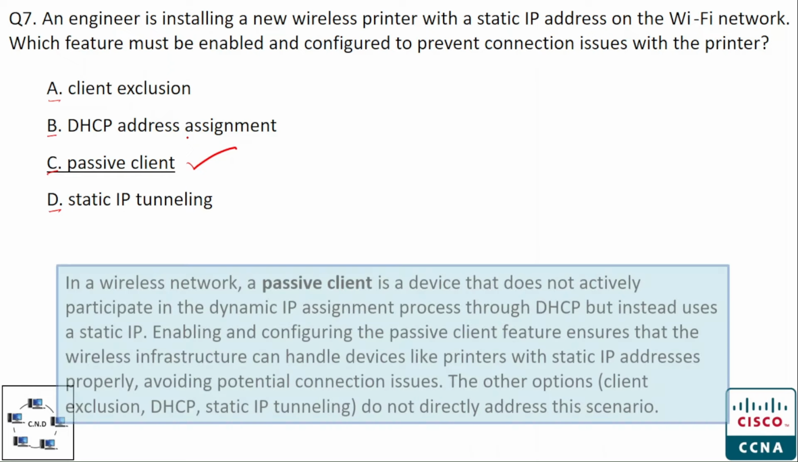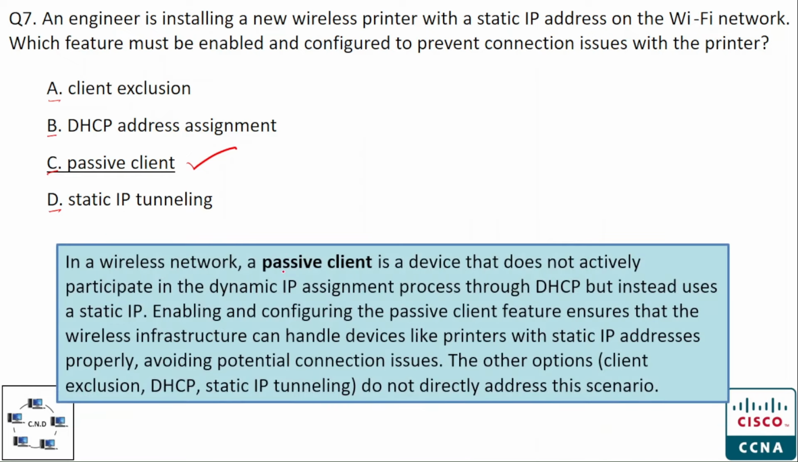So what is passive client? In a wireless network, a passive client is a device that does not actively participate in the dynamic IP assignment process through DHCP, but instead uses a static IP. Enabling and configuring the passive client feature ensures that the wireless infrastructure can handle devices like printers with static IP addresses properly, avoiding potential connection issues. The other options, including client exclusion, DHCP, and static IP tunneling, do not directly address this scenario.